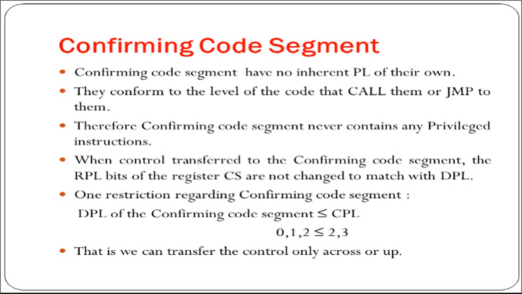Now, when control is transferred to the conforming code segment, the RPL bits of the segment register, that is CS, are not changed to match the DPL. There is one restriction regarding who can access the conforming code segment, and that restriction is that the DPL of the conforming code segment is less than or equal to the CPL. That is, we can transfer the control only across or up. We can never transfer our control to any other than this privilege level.